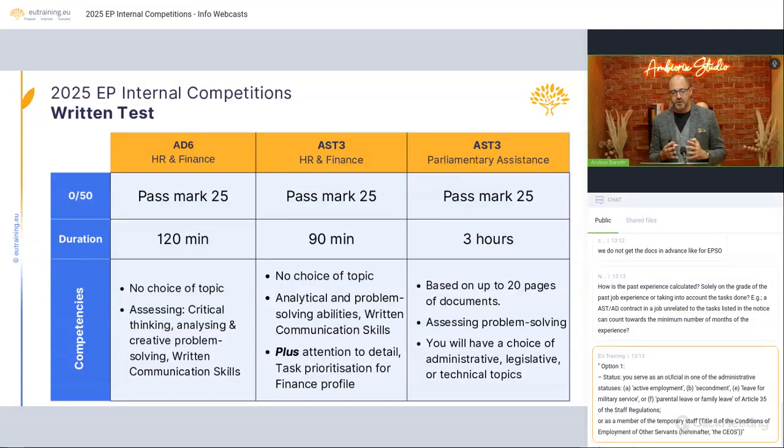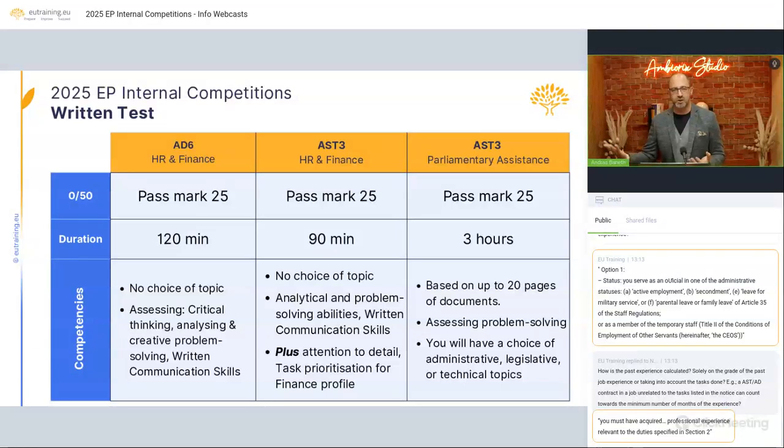AST3, again, very similar, though the creative problem solving is notably missing from there, because in that sort of profile, that is not a required skill, therefore they are not testing that particular skill. So it's analytical and problem solving as such, written communication skills. So the output is likely going to be very similar, but it informs you the way you approached your written assignment. It informs you where to put more emphasis as opposed to the AD6.